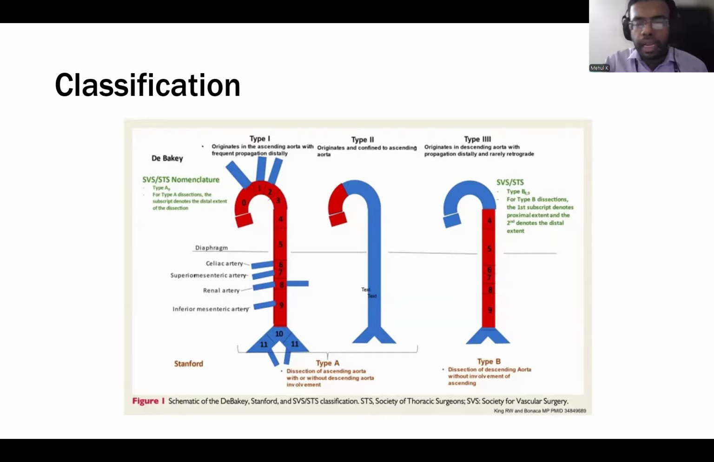But the main classification we use clinically for the management of patients is the Stanford classification, which consists of type A and type B. Type A, basically anything that involves the ascending aorta is type A, and anything that is confined only to the descending aorta distal to the left subclavian is type B.